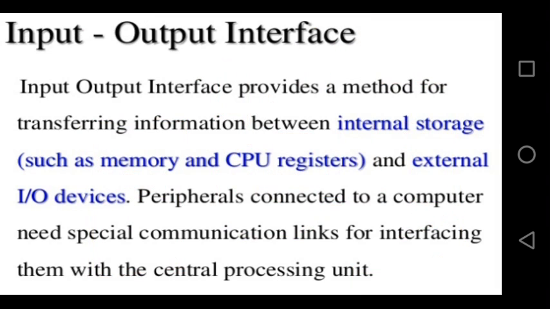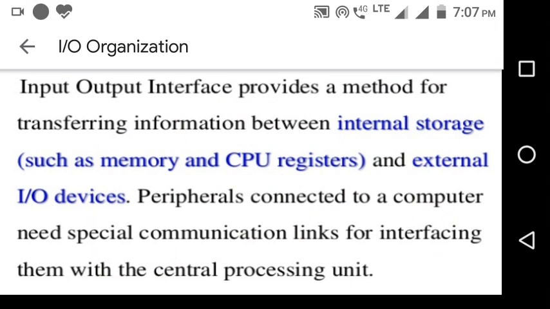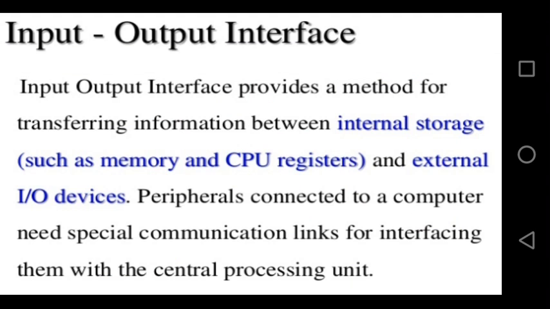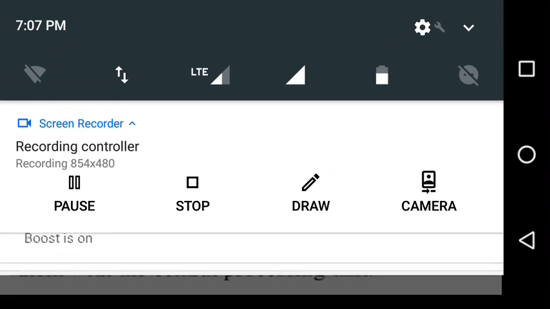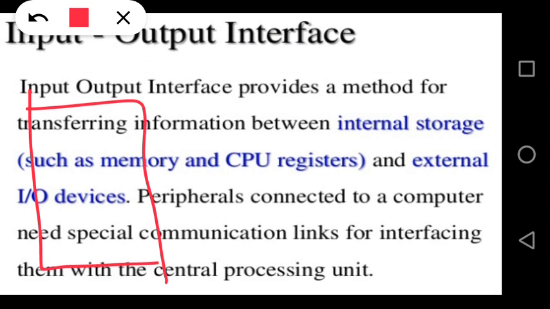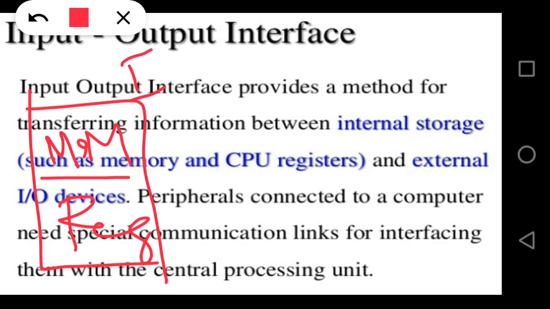Now we discuss the input and output interface, that is the IO interface. It provides a method for transferring information between internal storage and external IO devices. Internal storage means, as I said, the CPU contains two memory elements: one is main memory and registers. So this is referred to as internal memory.